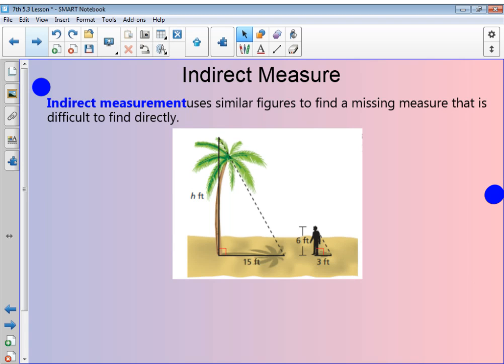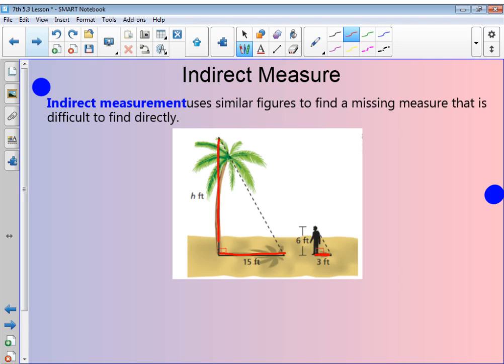Indirect measure is a way that uses similar figures to find missing measures of something that might be difficult to measure. So for example, here, we could approximate the height of that tree by using another figure and its shadow, okay? So what they're doing is they had this 6-foot person stand, and then they measured their shadow. They were 6 feet tall, and their shadow was 3 feet. They were then able to take that same measuring device and measure the length of the tree's shadow as 15 feet. And using those 3 pieces of information, we can approximate the height of that tree. Okay, that's measuring the height indirectly.